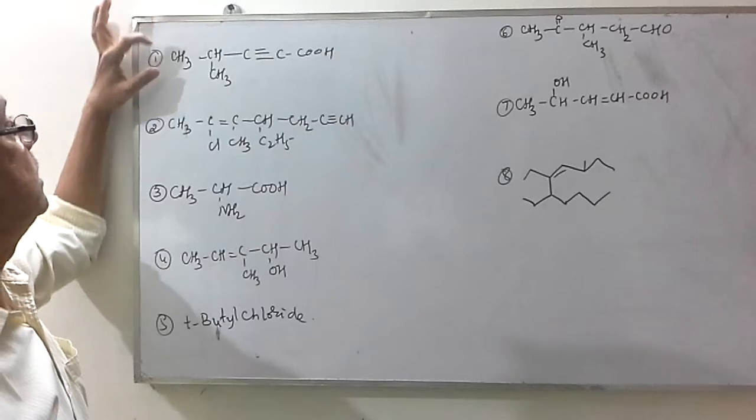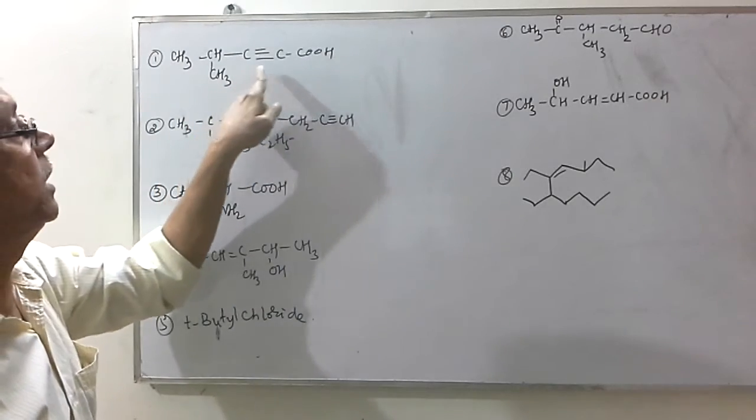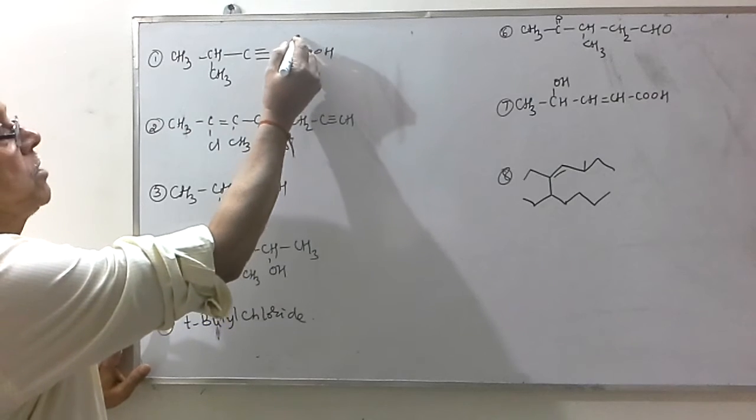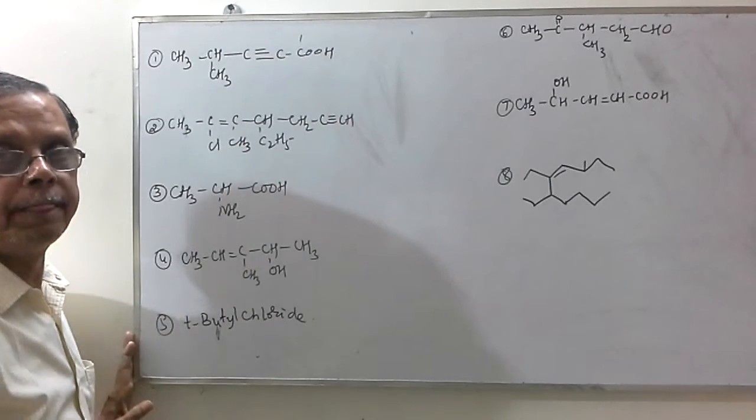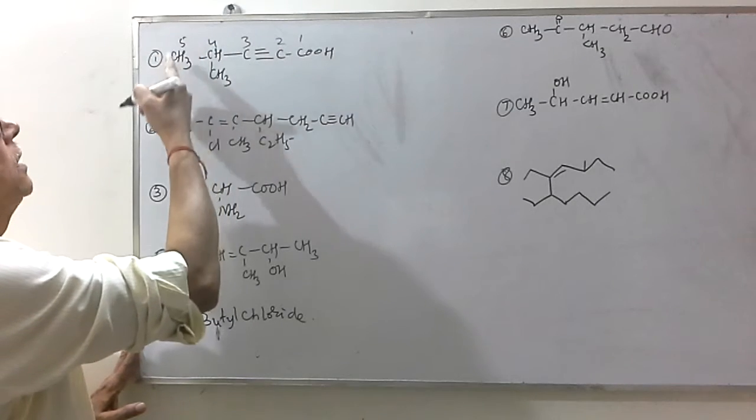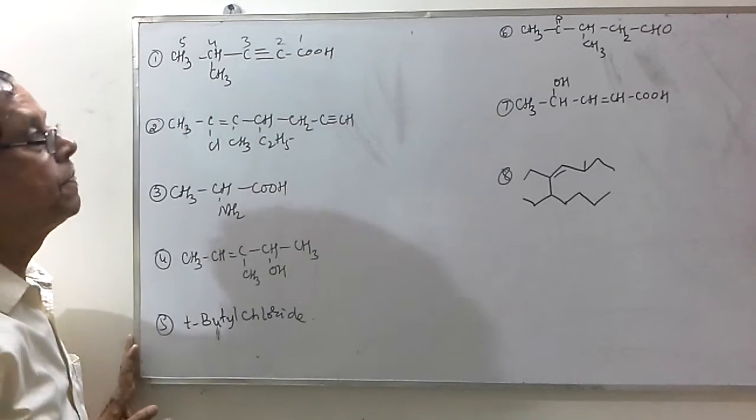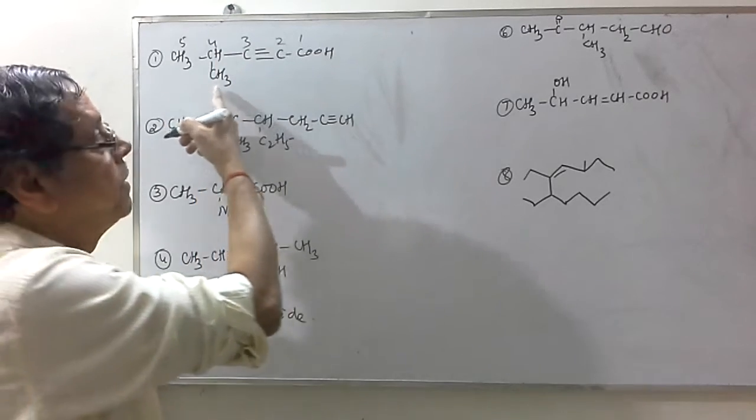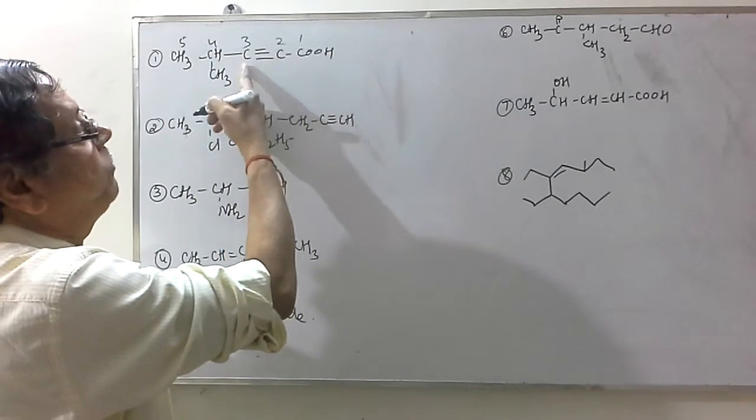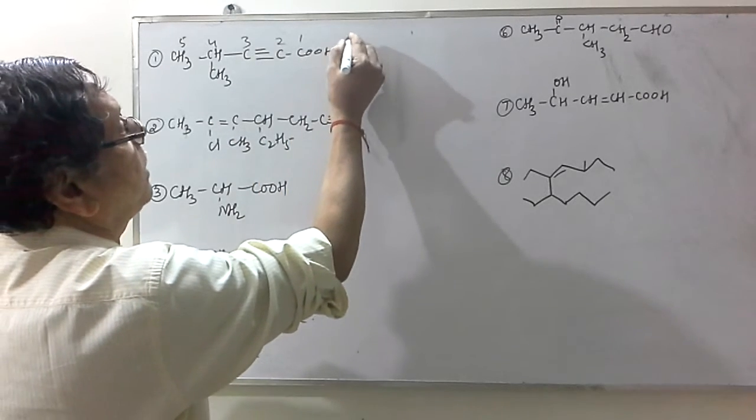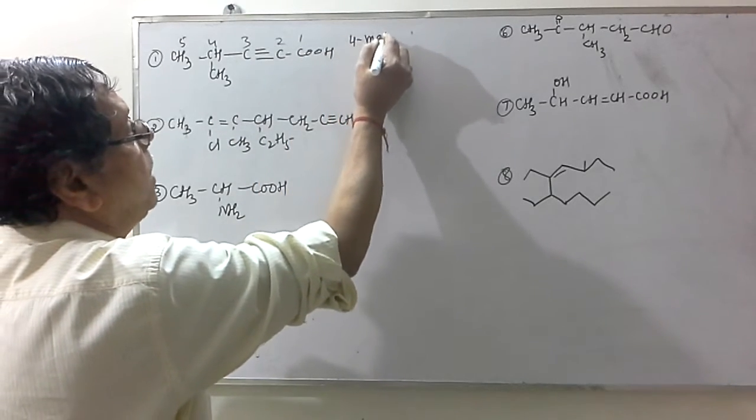First let us take this CH3, CH, CH3, C triple bond C, COOH. Now you have to give preference to this carboxylic group, so it is given number 1. And this is 2, 3, 4. Either this has 5 or this has 5. Now there is a methyl group at the 4th position. Triple bond between 2nd and 3rd. COOH group at 1 position. Therefore it is named as 4-methyl.